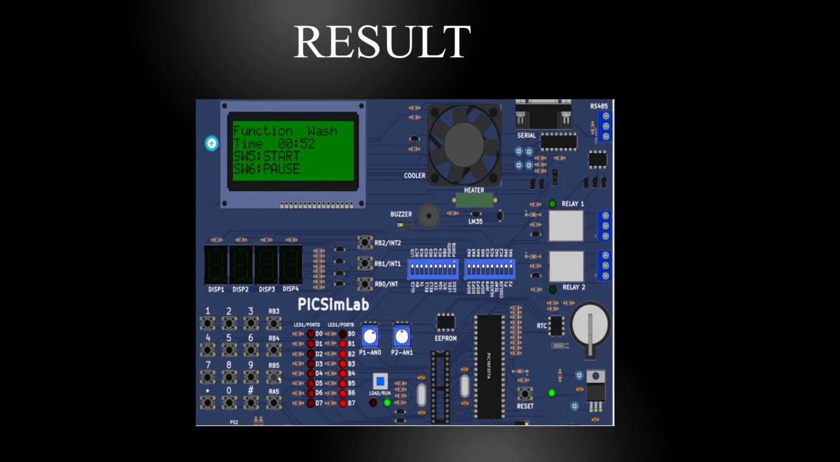Let us come to the result. The project successfully demonstrates how a microcontroller can control and automate household appliances like a washing machine. All major operations, wash, rinse, spin, user input handling, safety checks, and status display, are implemented using embedded C. The system functions exactly as intended within the simulated environment, providing a safe, controlled, and educational experience.